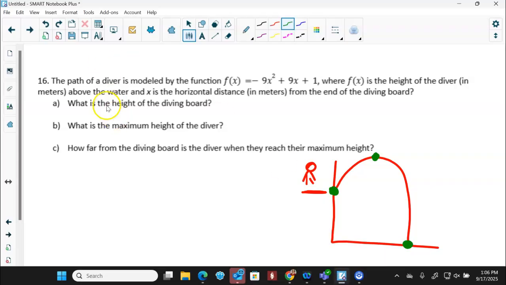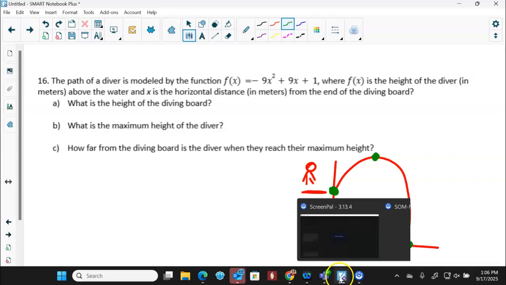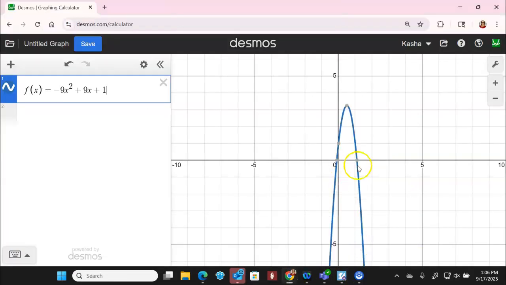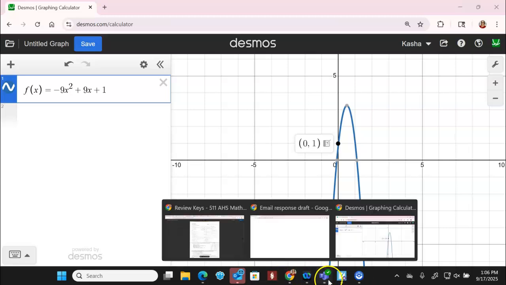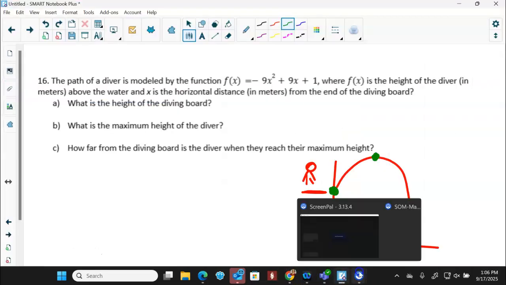So again, the question is, what is the height of the diving board? The height of the diving board will be your y-intercept. So let's look right here. Where does it start? At 1, okay? It starts at 1 meter. It starts from here, and then it goes up, and then it comes down. I want you to imagine it logically, okay? So at 1 meter.